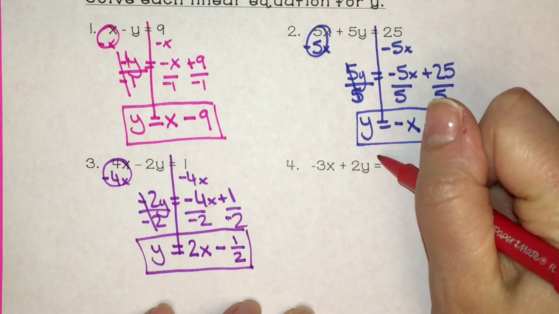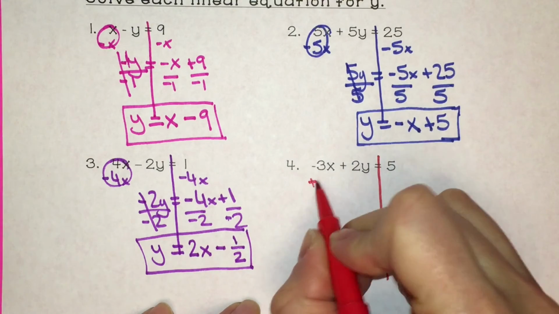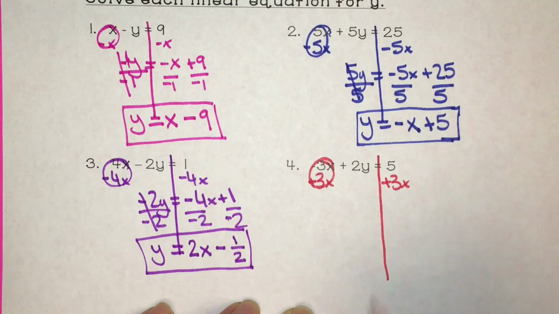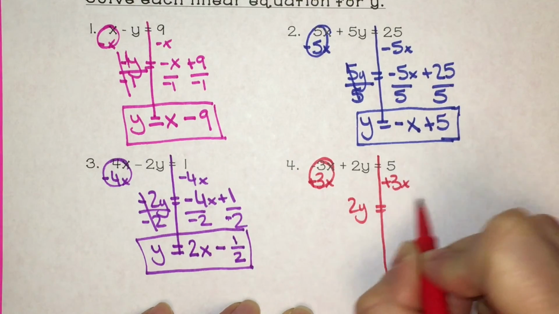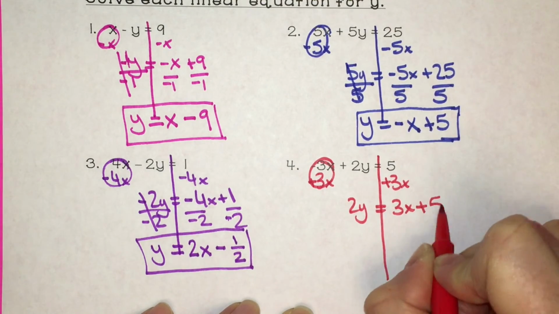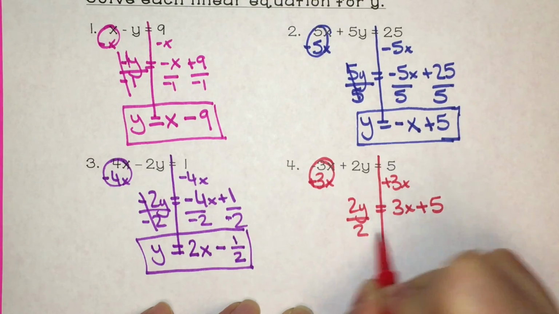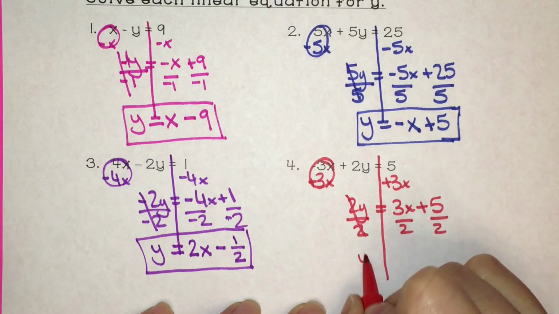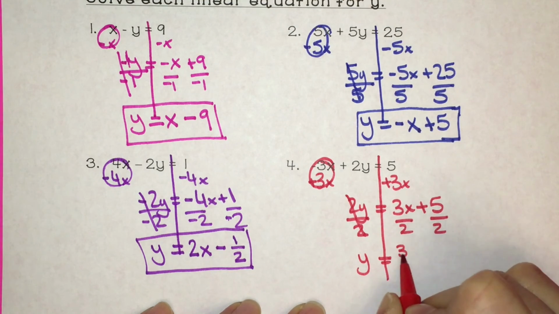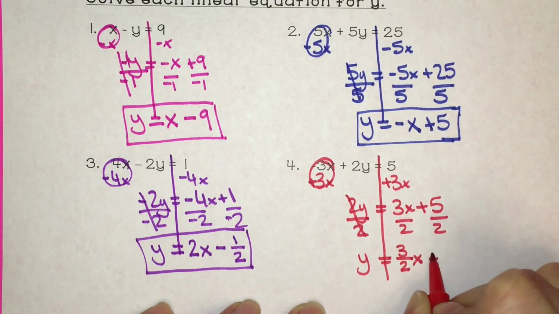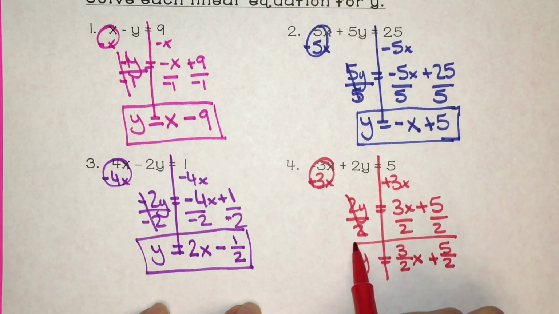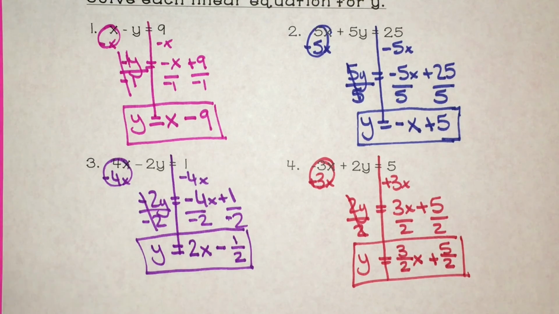All right, last one. I'm going to add 3x to both sides. Negative 3x plus 3x is 0. So I have 2y equals 3x plus 5. Divide everything on both sides by 2. 2 divided by 2 is 1. So we have y equals 3/2 x plus 5/2. All right, hopefully you were able to solve each of the linear equations for y.